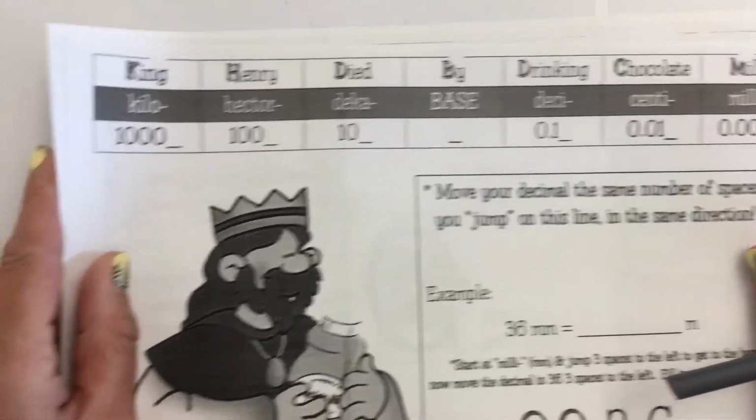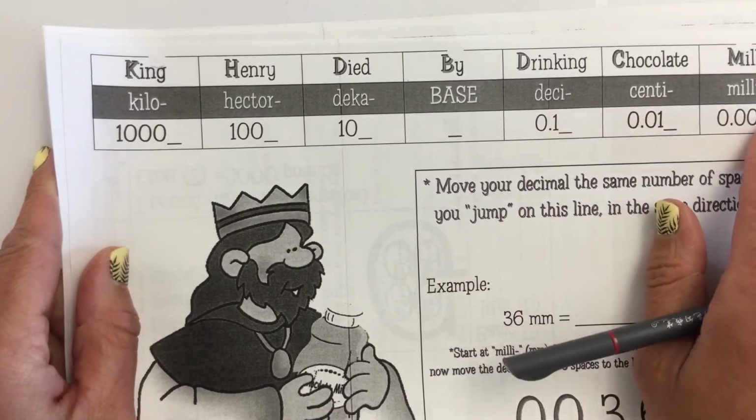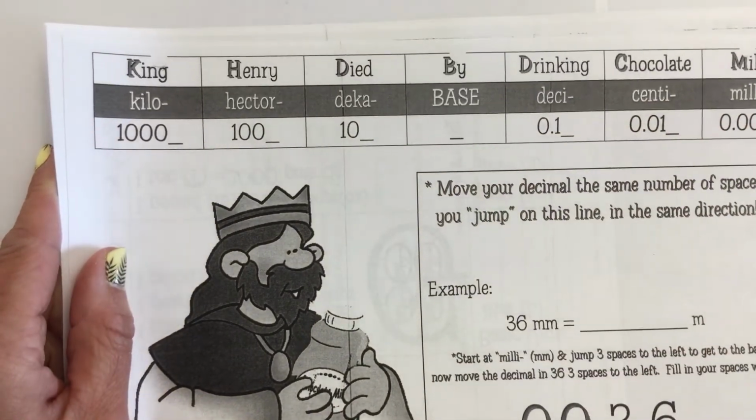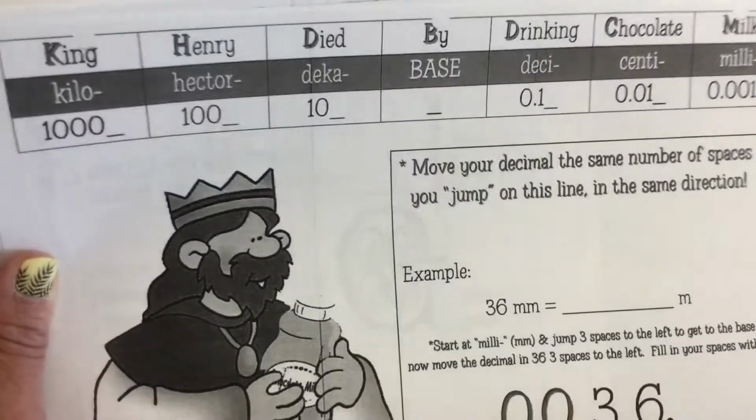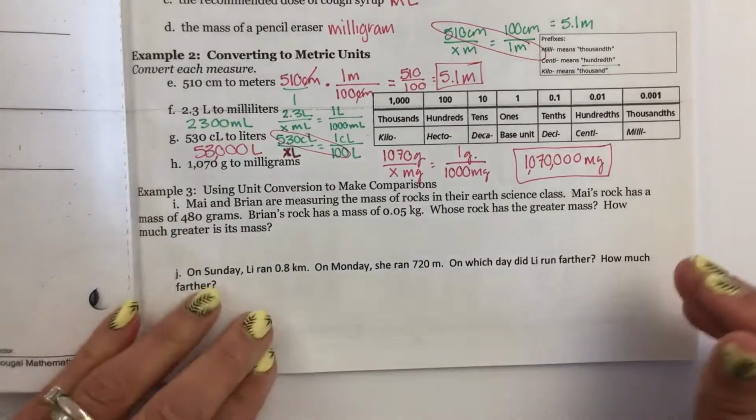And then it also gives you, I don't know, some people say the science teachers teach this. King Henry died by drinking chocolate milk. And so it's like a way to move your decimal too. I didn't ever learn that, but you can definitely use that as a reference. So that's not an actual worksheet, that's just for your reference.